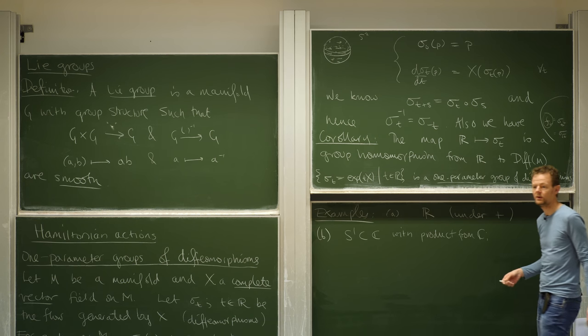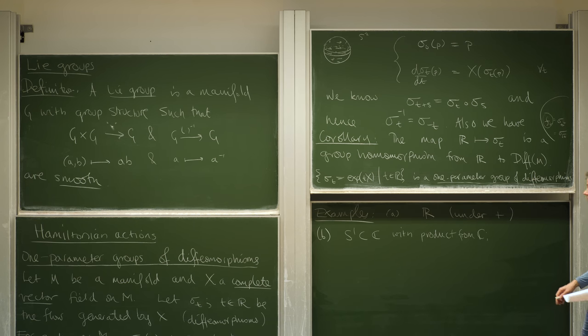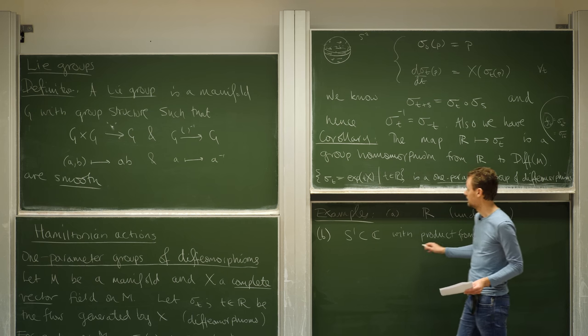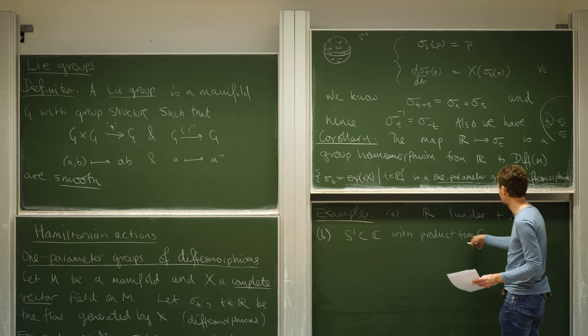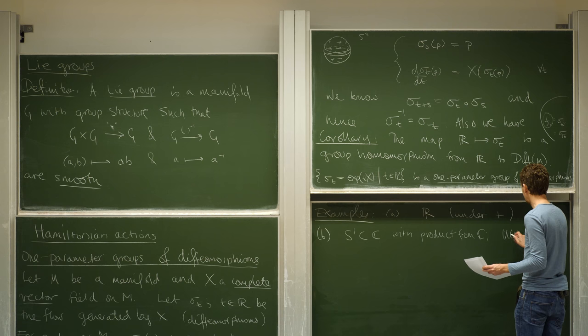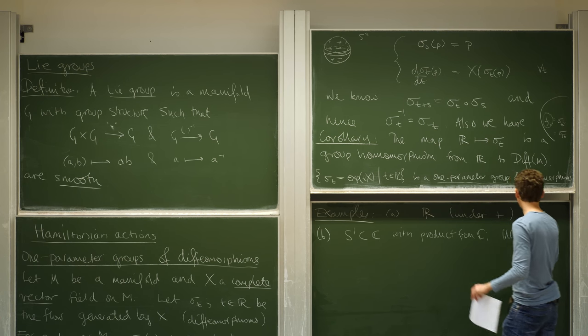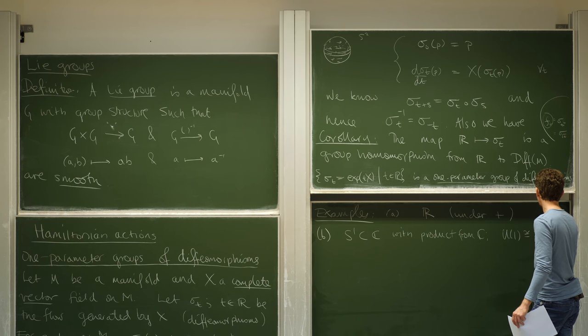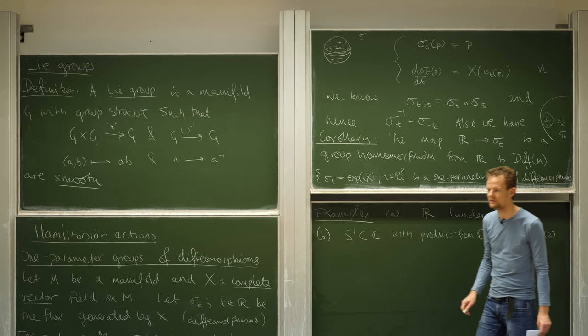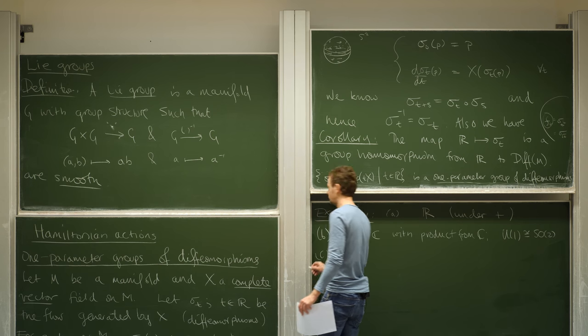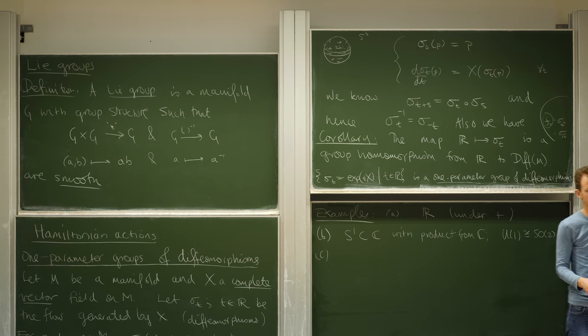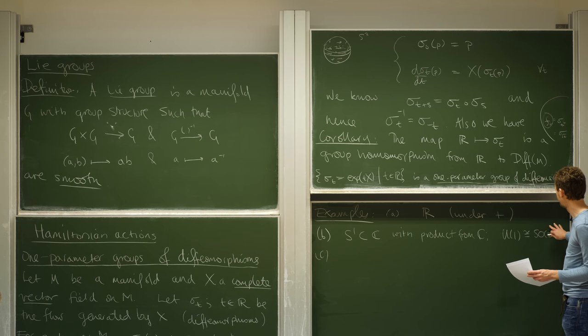We have a name for this group, S1, that's the group of norm 1 or absolute 1 complex numbers under the usual product from C. We call that U1, alternatively. I'm sure you've met that before. And that is also the same as SO2, which we'll meet in a second. So SO2 is the group of 2x2 real orthogonal matrices, sorry, with determinant 1, so rotations.